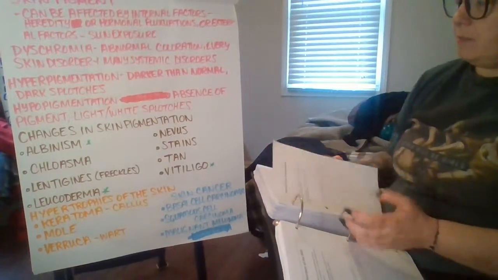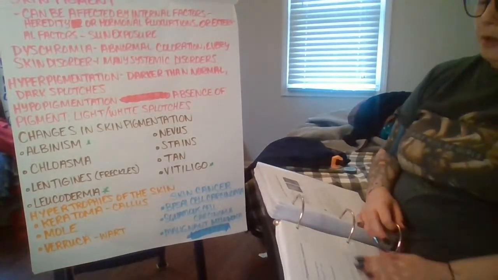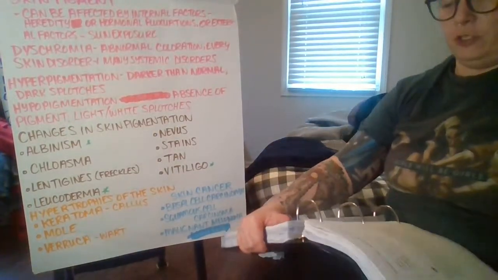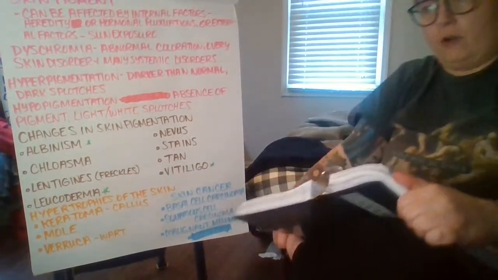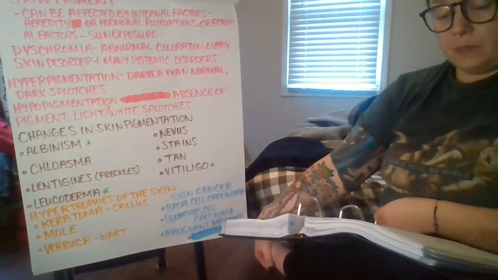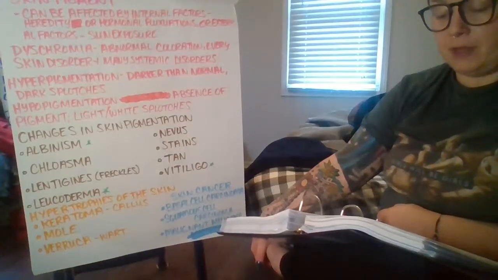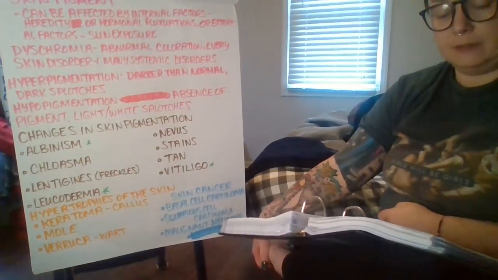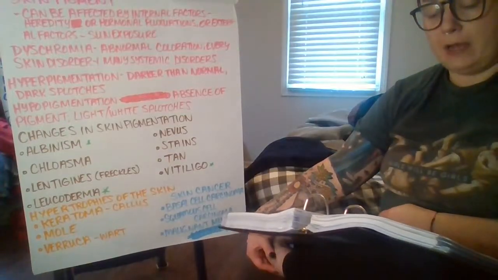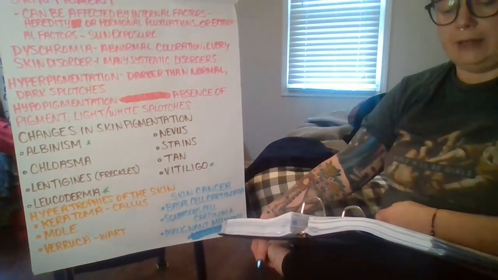Changes in skin pigmentation, which I don't think the first one is a change since it's genetic or congenital. But your first one is albinism. Congenital leukoderma, or the absence of melanin pigment of the body, skin, hair, and eyes, is known as albinism. Hair is white, skin is pinkish white, and will not tan. Eyes are pink, and the skin is sensitive to light and ages early.